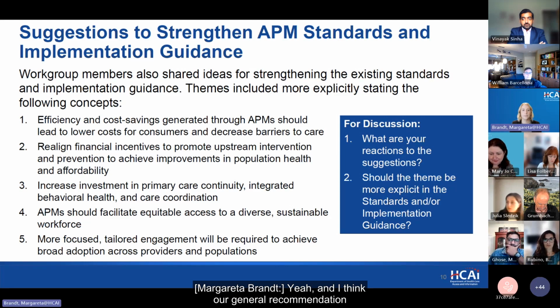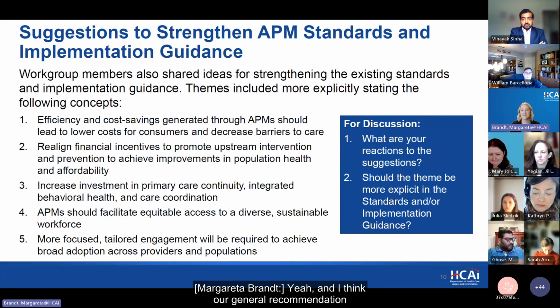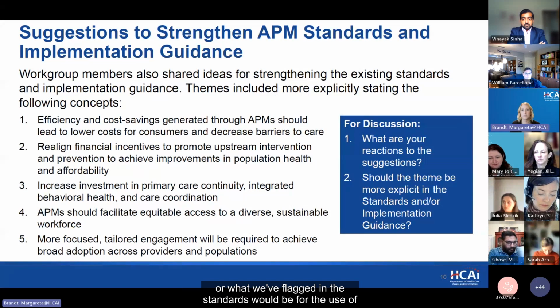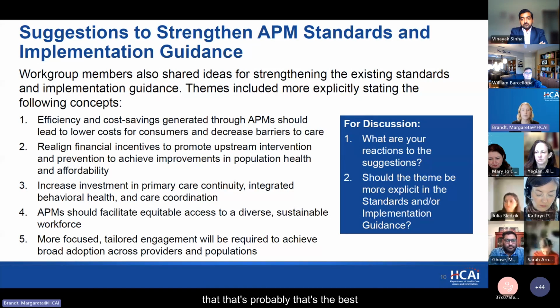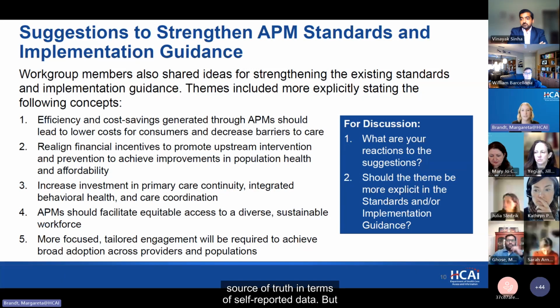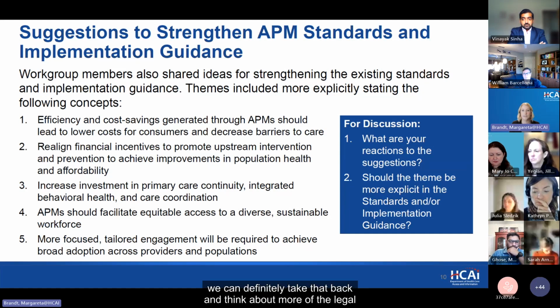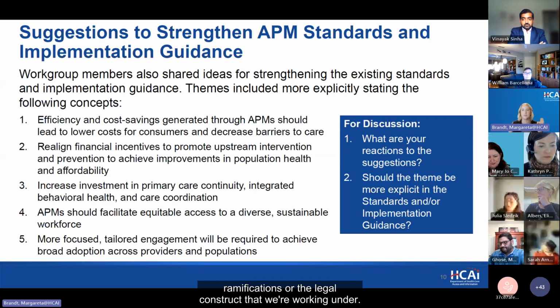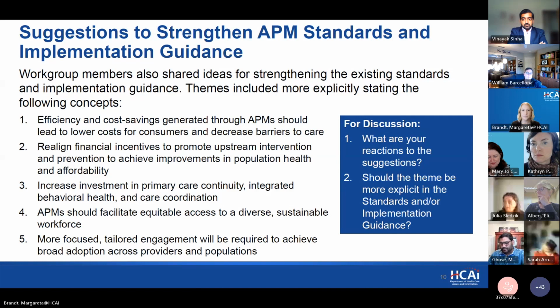Yeah, and I think our general recommendation, or what we've flagged in the standards, would be for the use of self-reported data by the consumer or by the patient, and the more that we can work that into the flow of patient care, that's probably the best source of truth in terms of self-reported data. But we can definitely take that back and think about more of the legal ramifications or the legal construct that we're working under.